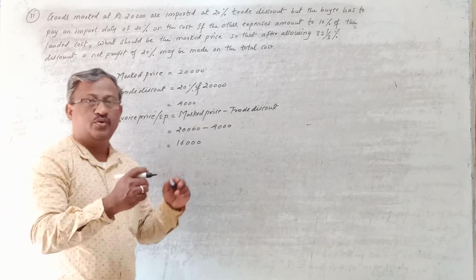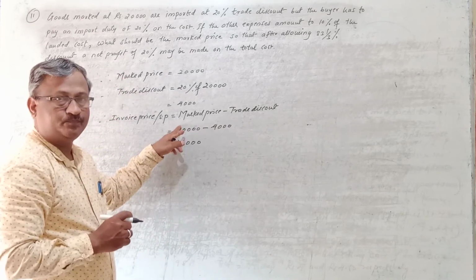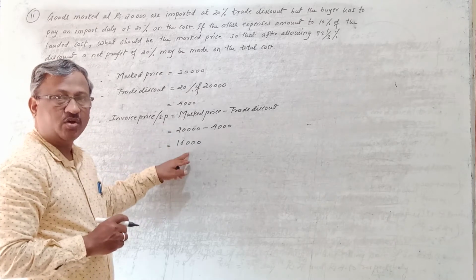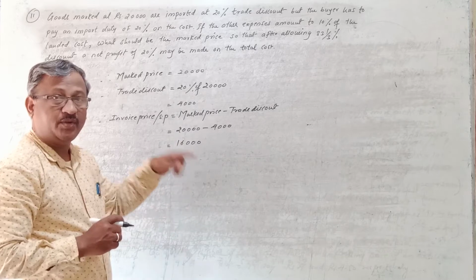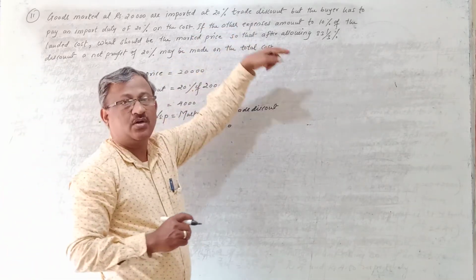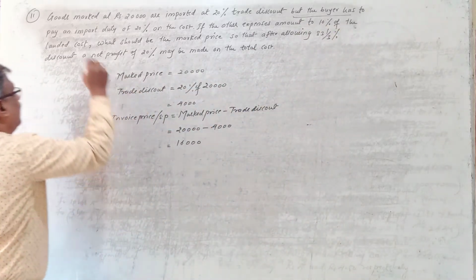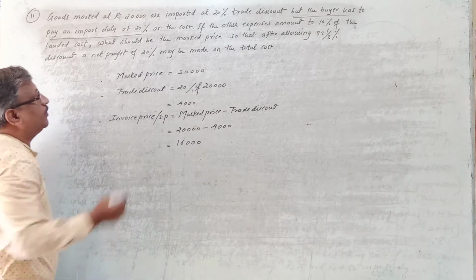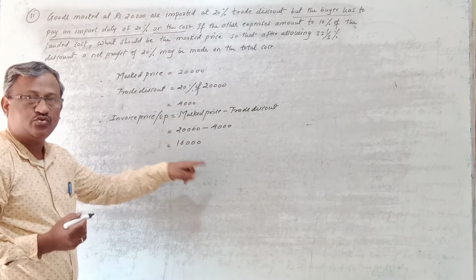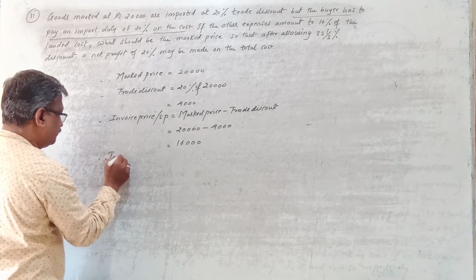Now here, the importer is importing the goods from the exporter, right? So the selling price of the exporter becomes the cost price of the importer. Now this is the cost price of the importer. And as he is importing, he will have to pay 20% tax to the government. Here, the buyer has to pay an import duty of 20% on the cost. What is the cost? 16,000. On this he has to pay the tax. So on this you calculate the import duty.